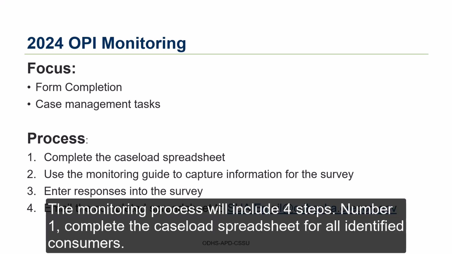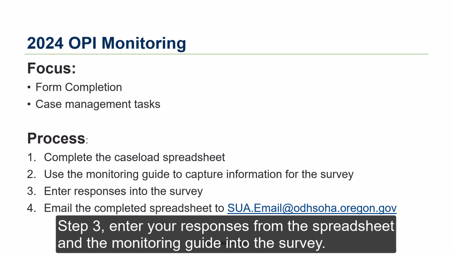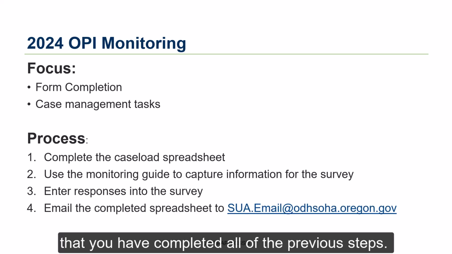The monitoring process will include 4 steps. Number 1, complete the caseload spreadsheet for all identified consumers. Step 2, use the monitoring guide to collect your responses. Step 3, enter your responses from the spreadsheet and the monitoring guide into the survey. Step 4, after you complete the survey, email your completed spreadsheet to sua.email@odhsoha.oregon.gov to indicate that you have completed all of the previous steps.